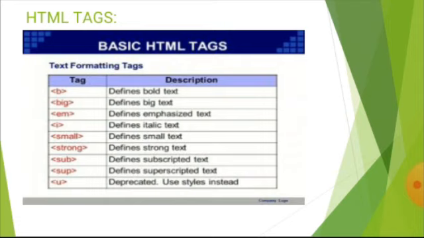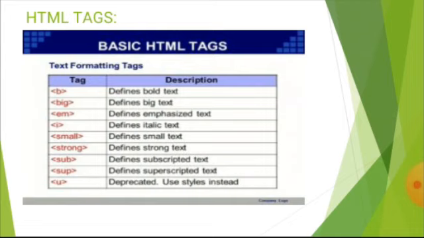Emphasize the text of a sentence, then we are using the em tag, emphasized text. For making the sentence or the text in italic form, we are using the I tag. Then after that, small tag, to make the sentence or the text small as compared to the other text or the sentence, then we are using the small tag.